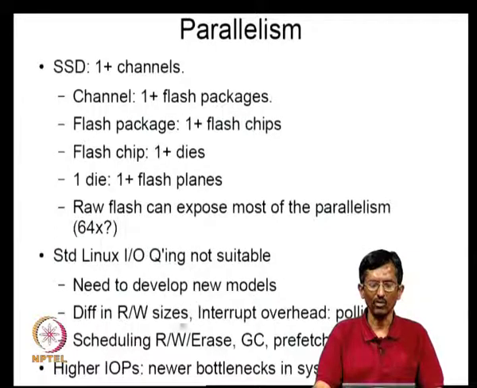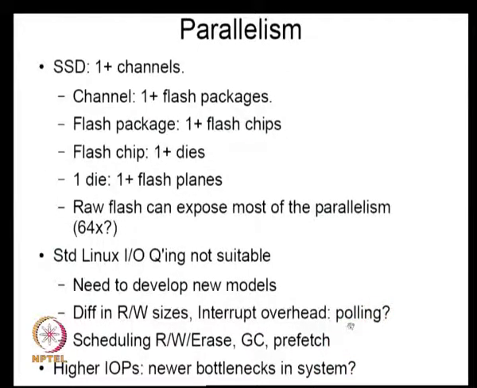Okay. So, you have to develop a new model altogether, and there is a difference in read and write sizes, and because you are doing it at a much faster rate, you may want to think of using polling rather than interrupts. You also have to schedule read, write and erase, and also the garbage collection and prefetch. You have to think about how to do it systematically. There is a lot of parallelism, but you have to also schedule them. Another interesting thing is that now that you have so much higher IOPS, previously the storage system could have been a bottleneck, but now other parts of the system could also be bottlenecks. So, you have to again re-engineer the system so that it is a reasonable design.